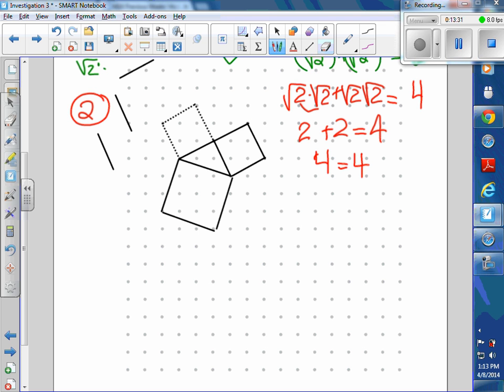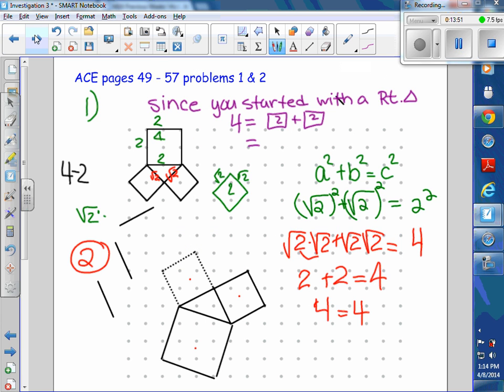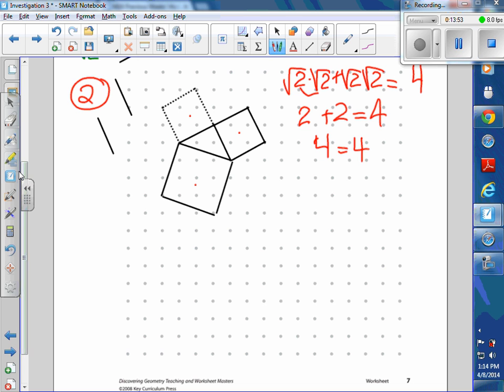So we would have to show that if it's a right triangle, the area of this square plus this square is going to be equal to that square. Right? Like yesterday, right? That's showing using area to show the Pythagorean theorem. You guys, do you understand that? Yeah. Okay, so in order to do that, I have to figure out all those values.